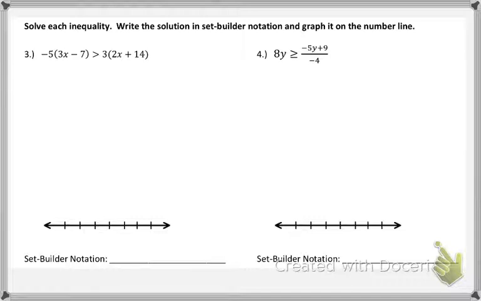Okay, go ahead and try 3 and 4 and put your answer in set builder notation. Remember, if you multiply or divide both sides by a negative number, flip the inequality. So you can pause the video and then skip ahead in a little bit to see if you got it right. And if you did, then you can move on, and if not, then go back and watch these last few minutes.